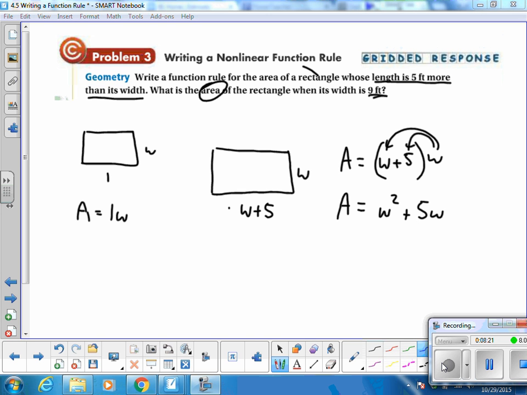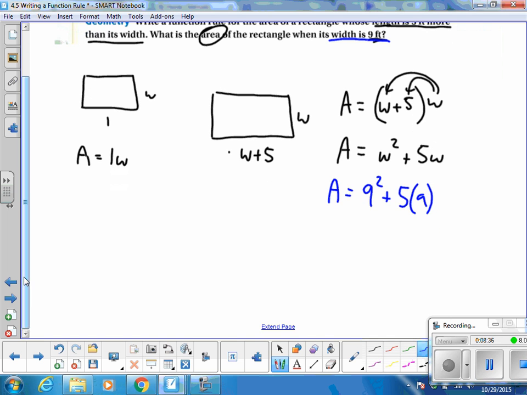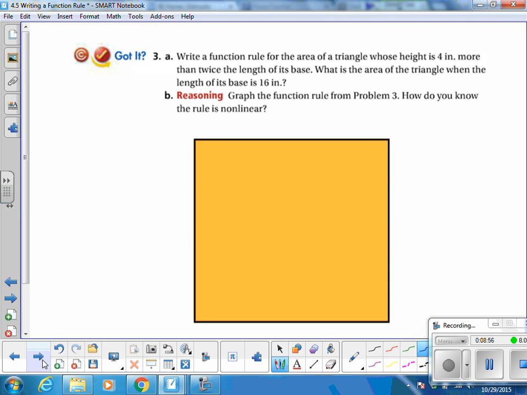Now I can answer the second question: how about if the width is 9 feet? Well, now I know what it is, so I can plug it in. My area is 9 feet squared plus 5 times 9. Area is 81 plus 45. So my area of my new rectangle is 126. I don't know the units, so I'm just going to say units squared. All right, why don't you give it a try?